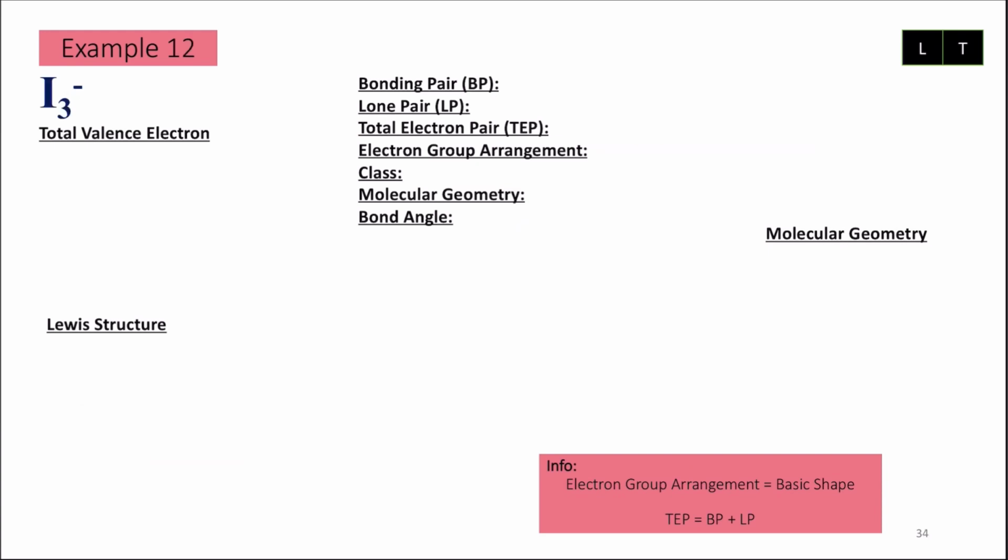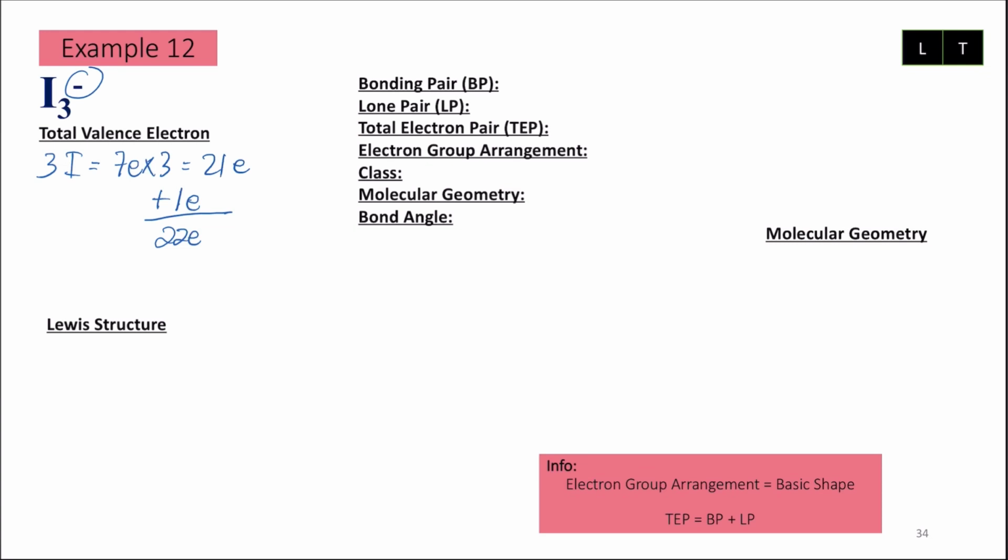Let's try one last example, I3-. So, I is iodine, 7 electrons. You got 3 of them. So, times 3, it means 21 electrons. And you got the charge, means that plus 1 electron. The total will be 22 electrons.